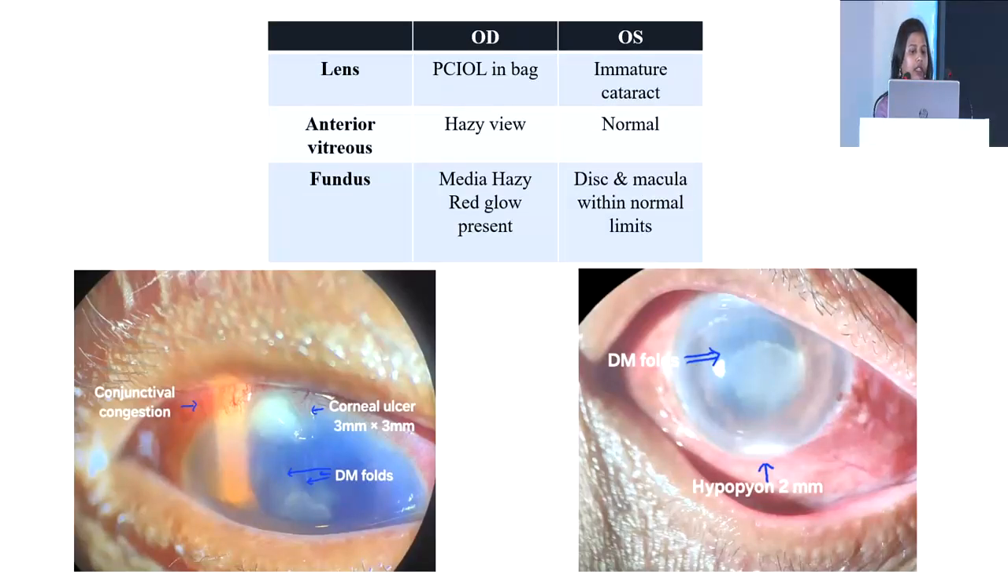As we can see in the figure, there was lid edema and superior conjunctival congestion. There were corneal infiltrates of 3 mm into 3 mm size at the site of the phaco wound, and DM folds. Anterior chamber showed grade 3 reaction with hypopyon. PCIOL was seen in the back. Anterior vitreous and fundus both were hazy, but the red glow was visible.